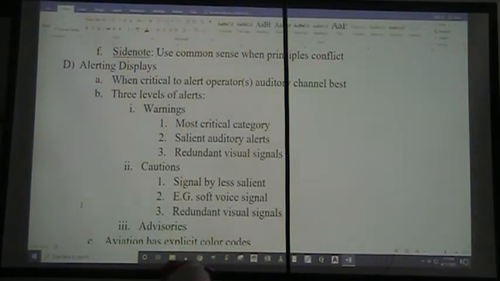All right, so let's talk then about alerting displays. When it is critical to alert the operators or the users, the auditory channel is best. We have 3 levels of alerts. One is warnings. Warnings are the most critical category. We want salient auditory alerts with redundant visual signals. As I pointed out here in the classroom, the fire alarm does exactly that. It has not only a very raucous sound, but it also has xenon flashing lights that get your attention.